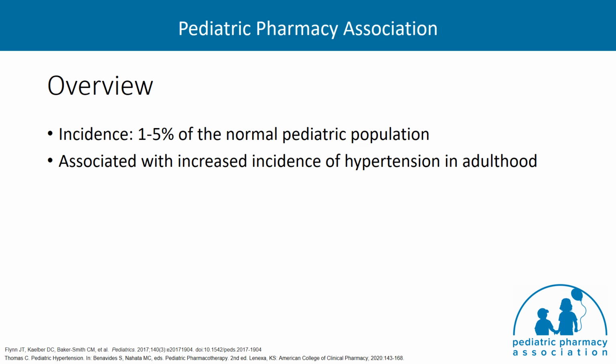So let's start by providing an overview of pediatric hypertension. The overall incidence of pediatric hypertension is between 1 and 5% of the pediatric population as a whole. Thinking about this number in comparison to our adult population, this number is much smaller compared to our adult population with about 28% having hypertension. When a pediatric patient is diagnosed with hypertension, there is an association of seeing increased incidence of hypertension in adulthood.